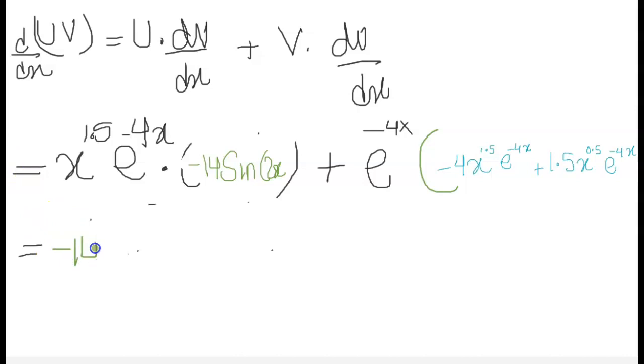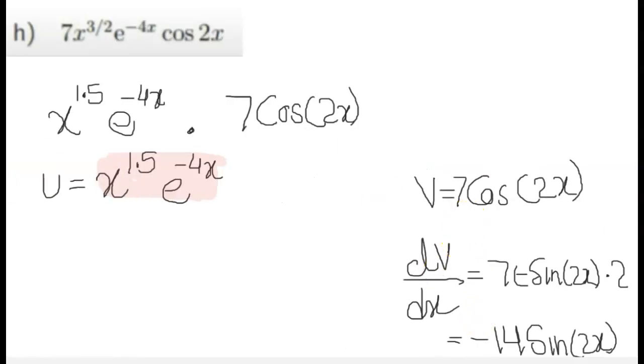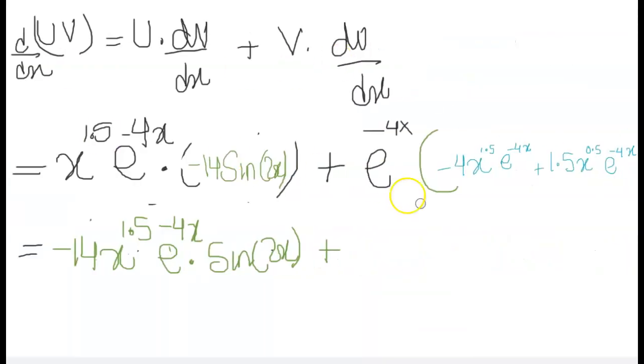that will give me minus 14 x to the power 1.5 e to the power minus 4x, and divide that one again, and then a sine 2x plus v. Here, that v is wrong, v here is 7 cos 2x. So let me just copy that one, much easier. 7 cos 2x. That's not the v, that's the v1. So we got the 7 cos 2x, and this, I believe, is right.